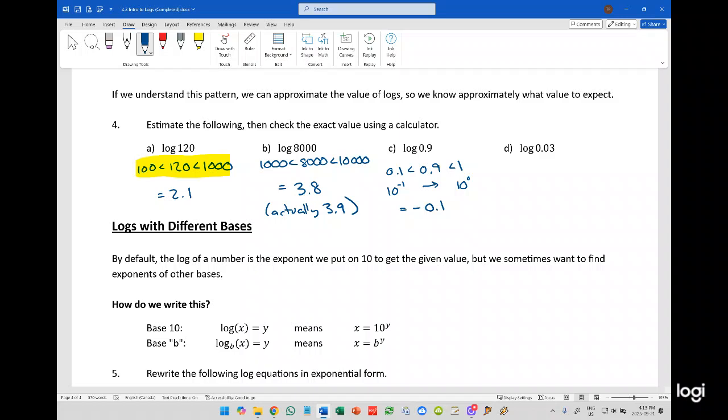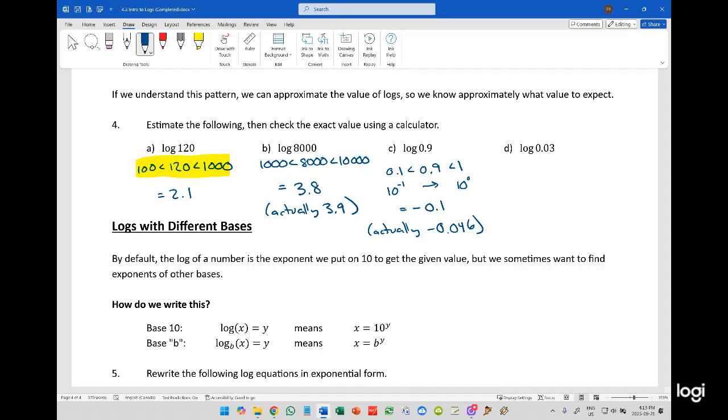And if I put 0.9, the log of that, into my calculator, it's actually negative 0.046-ish. Okay, so was I off? Yeah, but I was still kind of between 0 and negative 1 and definitely closer to 0. And that's the best we could do, is basically squeeze it between two nice powers of 10.